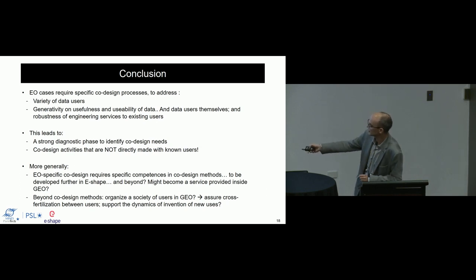More generally, it shows that specific co-design requires specific competences to do all this work, and it might be interesting to discuss in the GEO, the Group on Earth Observations, how to strengthen the capacity to deal with co-design engineering, we say, co-design methodologies. And second point, if we go beyond co-design methods, here we discuss only method, but the true issue is what it means to organize a society of users inside the Group on Earth Observations. If the relationship is so complex with users, maybe it has to be institutionalized inside the group. This is more for questions. Okay, thank you.